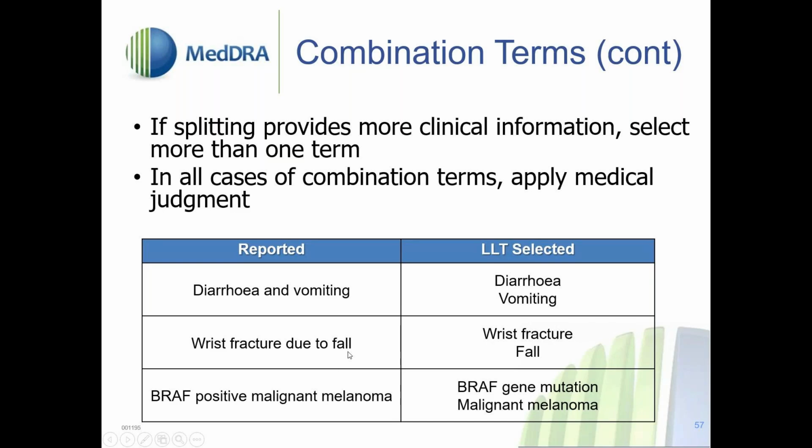In the next example, a wrist fracture due to fall is reported. Again, capture all information. The fall may have been caused by the drug because it made the patient feel dizzy, for instance. So you have to capture all information to be able to search for it in your database, to be able to look for patterns and safety signals. When we have a BRAF positive malignant melanoma, again, split this information to capture both the specific malignancy and the gene mutation because, again, it is relevant for therapy decisions and for the prognosis of the patient.